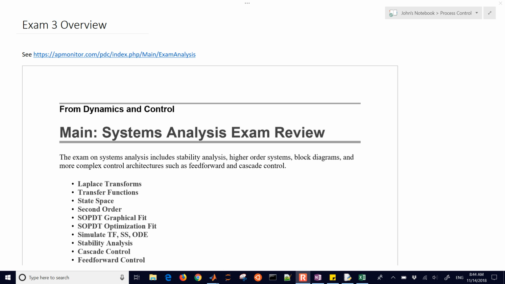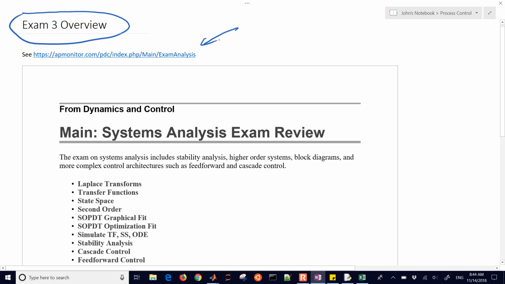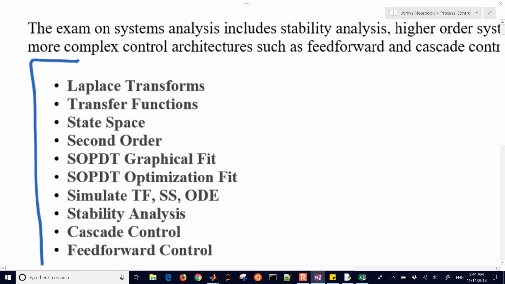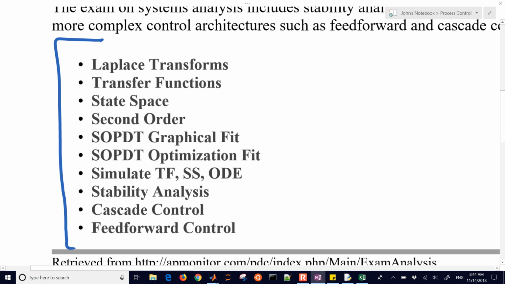This is a review for exam number 3 for process dynamics and control. We have this link here that shows the topics that we're going to be covering for this exam. We have Laplace transforms, transfer functions, state space, second order model, second order plus dead time, and then we also simulated the transfer function, state space, and ODE. We have stability analysis, cascade control, and then feed forward control.